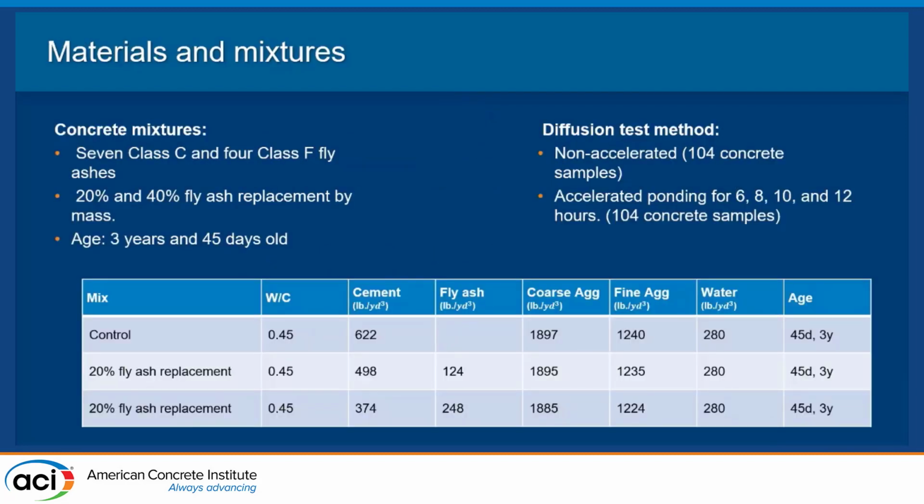Materials and mixtures. In this study, we use a variety of concrete mixtures. We use 7 Class C and 4 Class F fly ashes, both at 20 and 40% replacement. The samples are 45 days old and 3 years old. We did the experiment in 2 different ways for comparison. First, the non-accelerated diffusion test. We used 104 concrete cores for non-accelerated, and 104 cores for the accelerated diffusion test. These cores have the same mixtures.